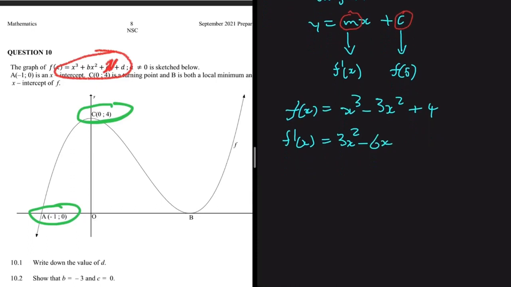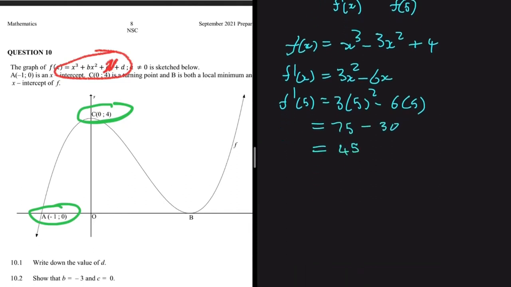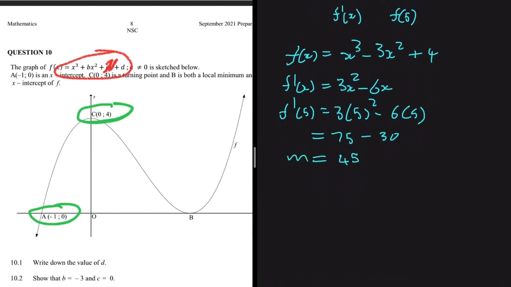If we substitute 5, we're going to get the gradient itself, right? So f prime of 5 is equal to 3 multiplied by 5 squared minus 6 multiplied by 5. So 5 squared, that's 25, multiplied by 3, that is 75. And then 6 by 5, that is 30. And then this should give you 45, right? So the gradient is 45. This is the gradient m, right? So now we have the gradient.